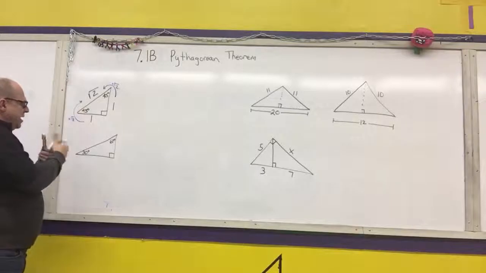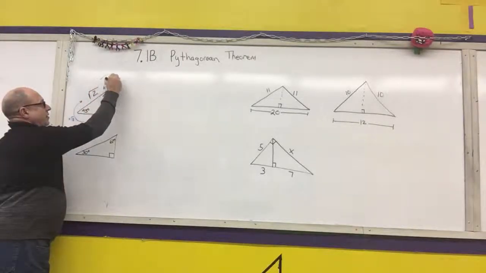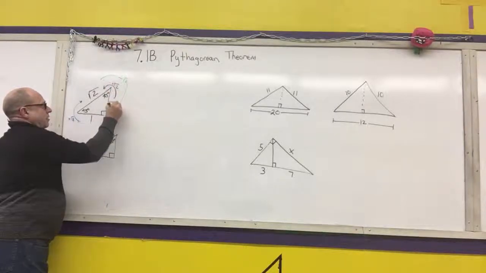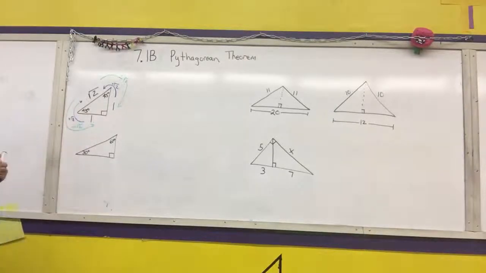And if you're given the hypotenuse and you want to go to a leg length, you divide by the square root of 2. And I'll do a couple examples of that.